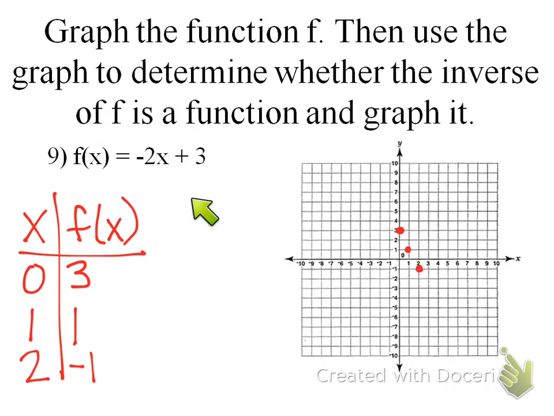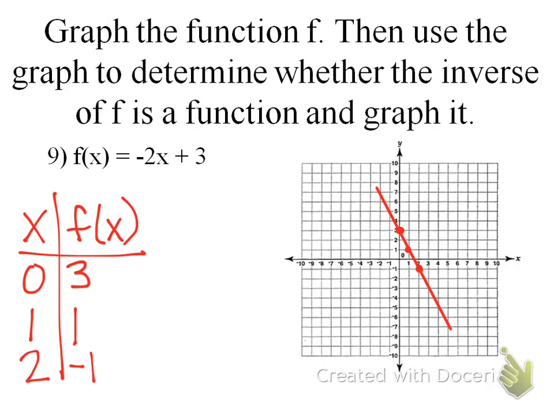Now, if you use M and B, you know you'd start at the y-intercept of 3, and then your slope tells you go down 2, right 1, down 2, right 1. So you'd end up in the exact same spot. I just like doing the table, and you'll see why in a second. It's going to make our inverse very easy. All right, so there's my original graph.